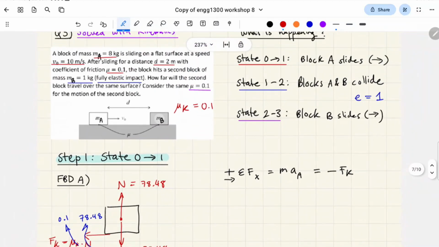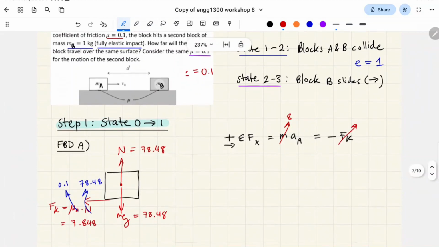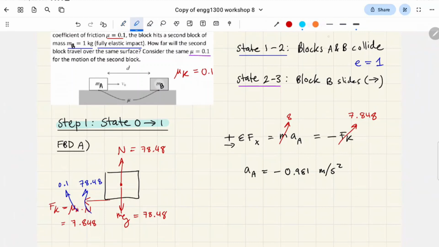Okay, so we were given that block A is 8 kilograms, and we've calculated Fk. And so this acceleration is going to be negative, because the only force acting on this system in the horizontal direction opposes the motion. So it has to be a negative acceleration.